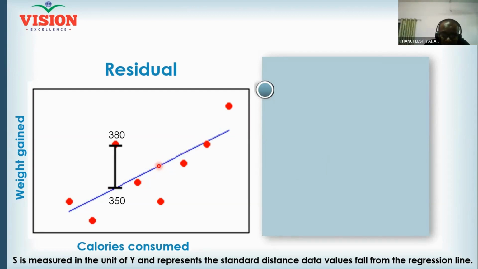Our regression line is an assumption of the relationship. It is not the actual. Actual means it is going up and down. You can see, the points are actually going up and down. But I am going to assume that the relationship is linear. So there is an error. Why is there an error?